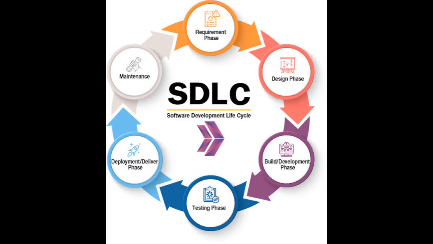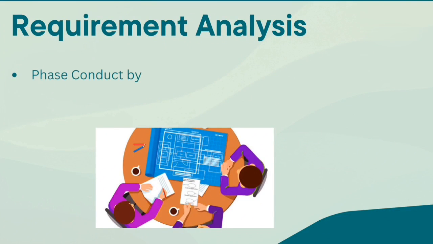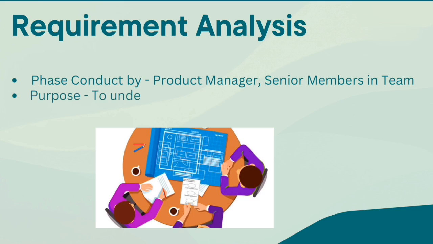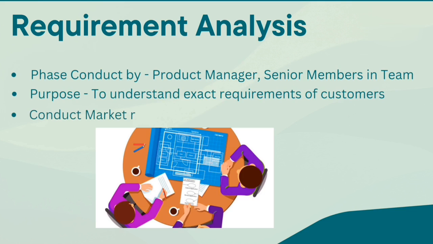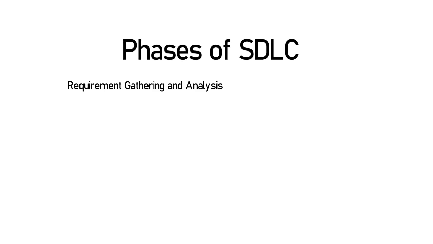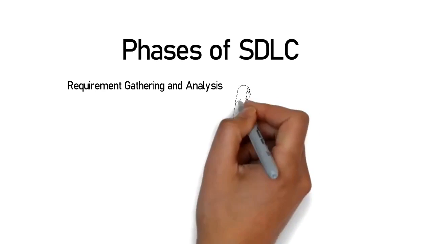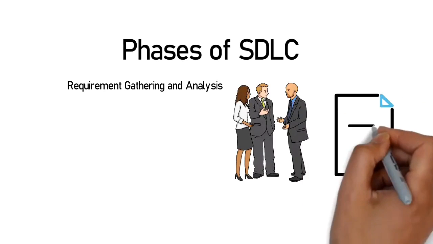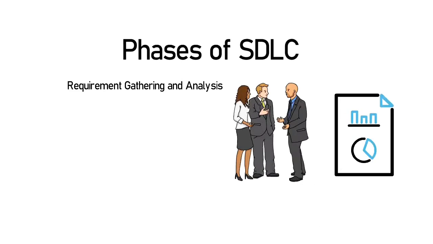So let's start with the different phases of SDLC. First phase, which is requirement analysis and planning. This phase is conducted by the product manager, business analyst and also the senior members of the team. The main purpose of this phase is to understand the exact requirements of the customer. To understand this, we need to conduct some market research, customer interviews and surveys. So basically in this phase, some business requirements are gathered from the client and a formal document is created which is called SRS, meaning software requirement specification.